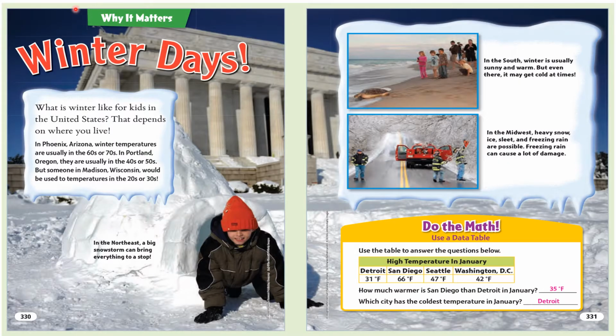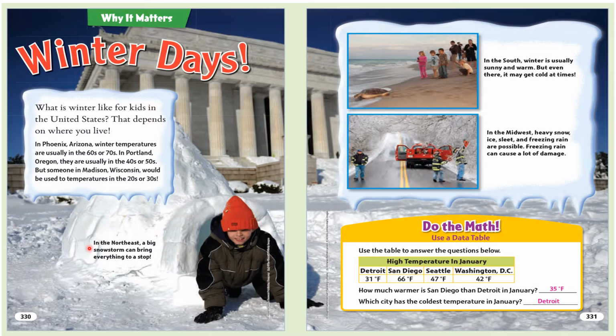Why it matters. Winter days. What is winter like for kids in the United States? That depends on where you live. In Phoenix, Arizona, winter temperatures are usually in the 60s or 70s. In Portland, Oregon, they are usually in the 40s or 50s. But someone in Madison, Wisconsin would be used to temperatures in the 20s or 30s.